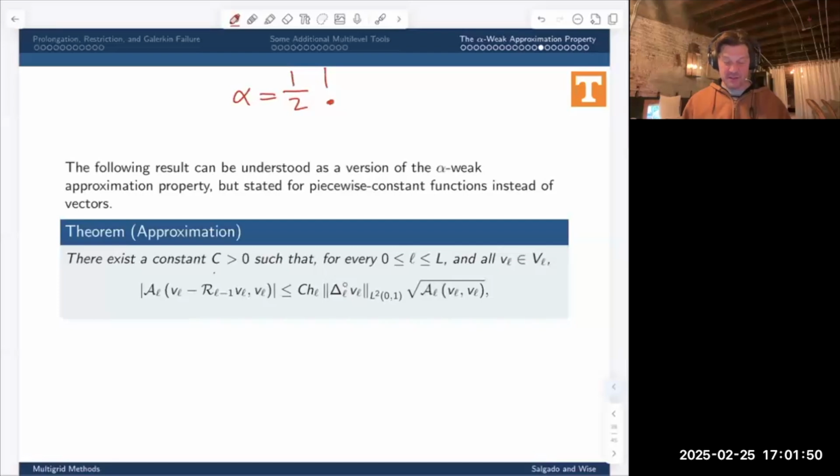There exists a constant, okay, such that, which is by the way also L independent, such that for every VL in capital VL, AL, oops, that doesn't quite work, does it? I have to change that. That should just be 1.